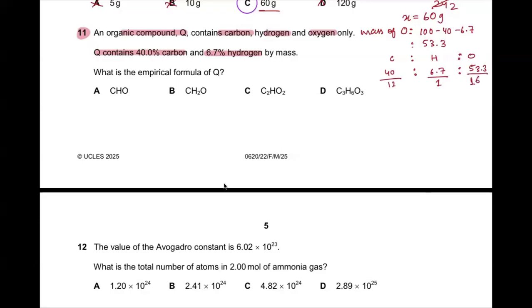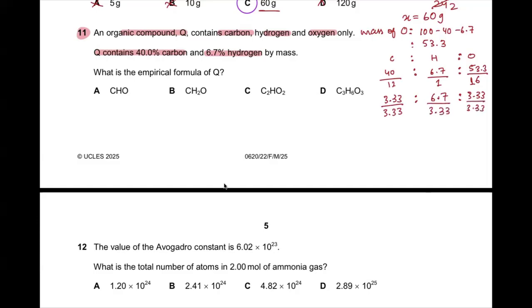So 40 divided by 12 is 3.33. For hydrogen, it's 6.7. And for oxygen, again 3.33. So see, 3.33 has the smallest value.